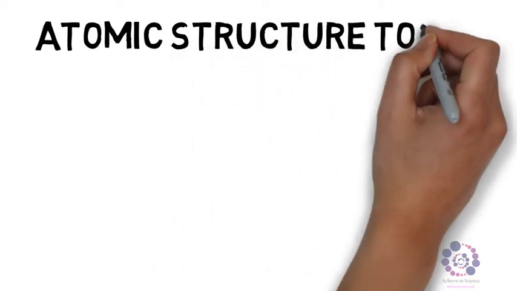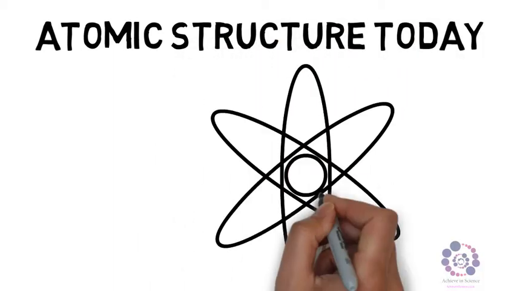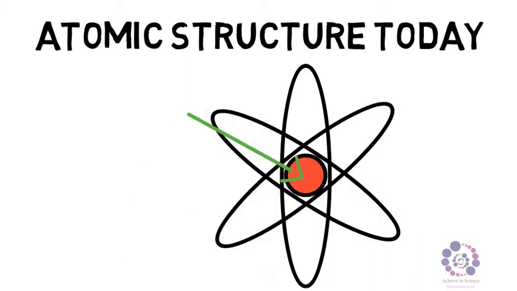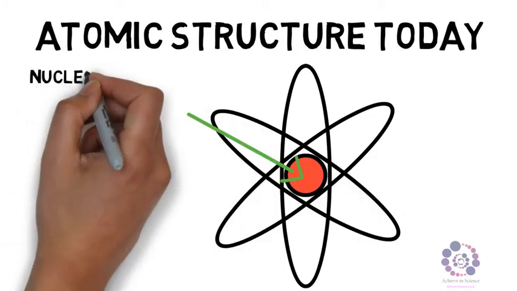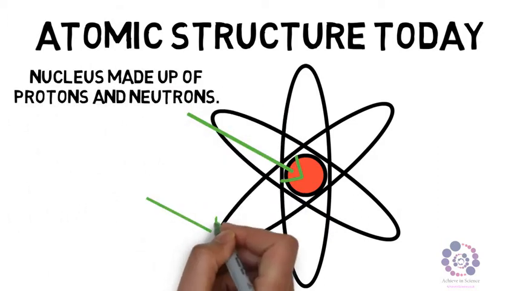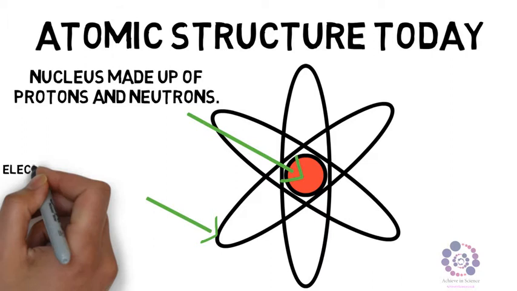This has therefore led to today's atomic structure, where at the centre there is a nucleus, and inside the nucleus there are protons and neutrons. And around this nucleus there are electrons that are found in orbits or shells.